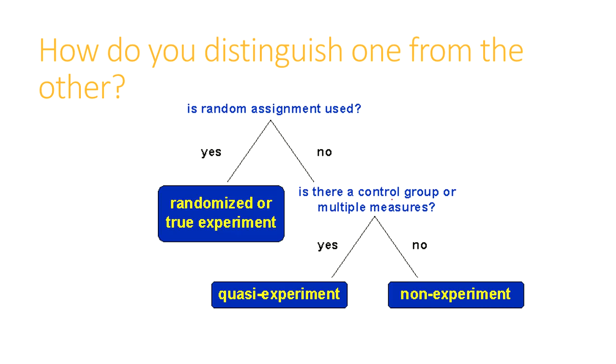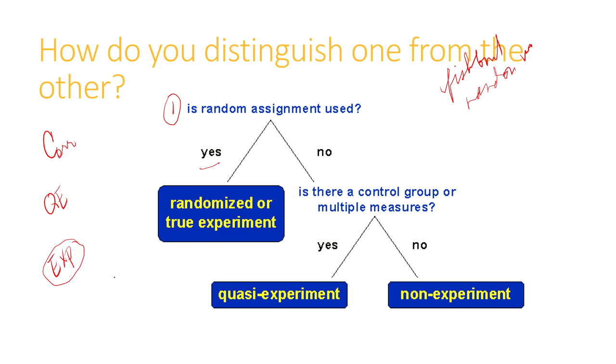So, how do you distinguish one from the other? So, sulat lang natin, no? Hindi na natin sasama yung descriptive. So, you have correlation, you have quasi-experimental, and you have experimental. How do you distinguish one from the other? First question is random assignment used? Nag-randomize ba tayo? Gumamit ba tayo ng fishbowl technique? Gumamit ba tayo ng random number technique? If the answer is yes, then it is an experimental research.